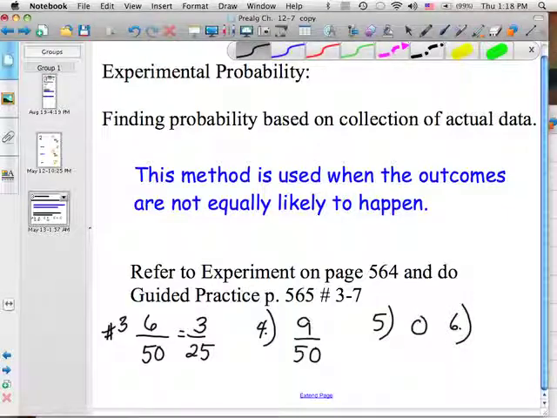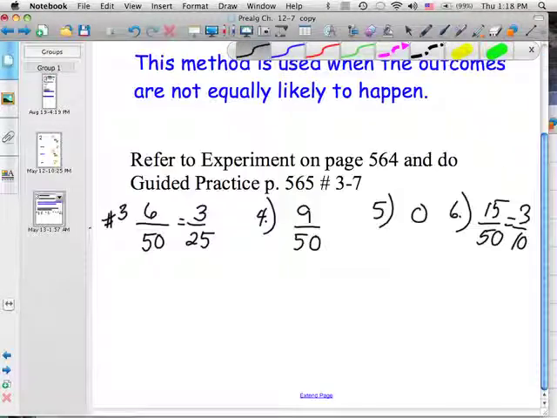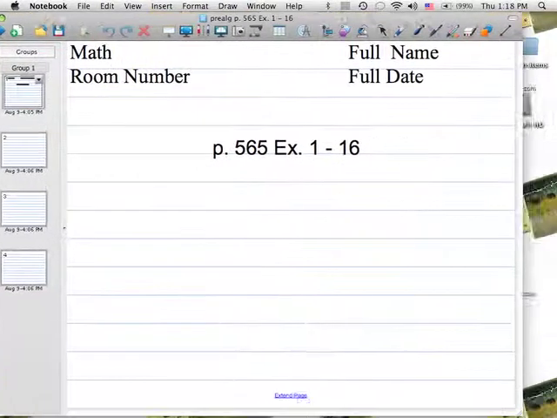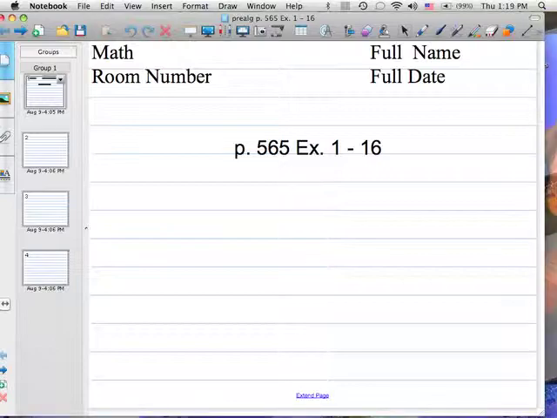And 6, the probability only red or only black, well, that would be 9 plus 6, 15 out of 50, which would be 3/10. And the probability of only red, only black, or red and black, that's all of them. So it'd be 50 out of 50, which is 1. So we're going to be actually seeing the results of an experiment and using that to determine the probability. So you need your paper, your book's open to 565, and we're doing 1 through 16.